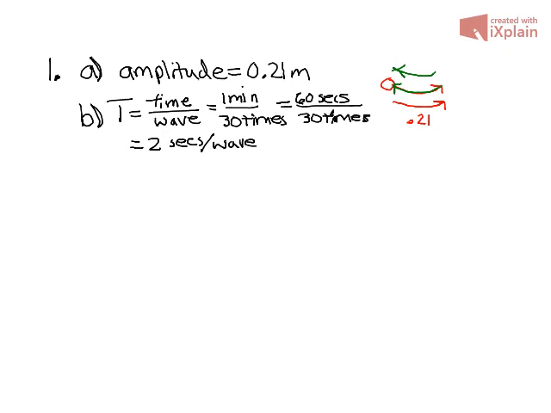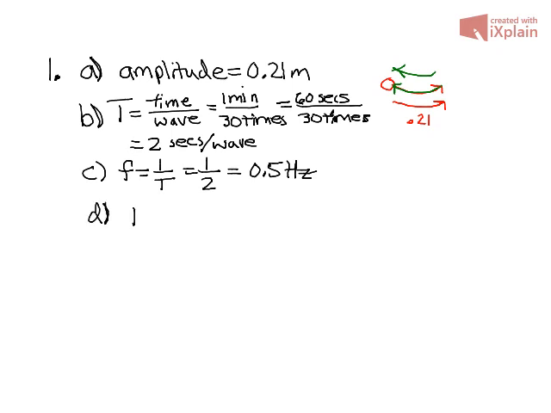Moving on to the next part, it asks you for the frequency. The equation for frequency is just 1 over T. So you're going to take your 2 seconds from above in part B, and that'll give you 0.5 or 1/2 hertz, because the units for frequency are always in hertz.